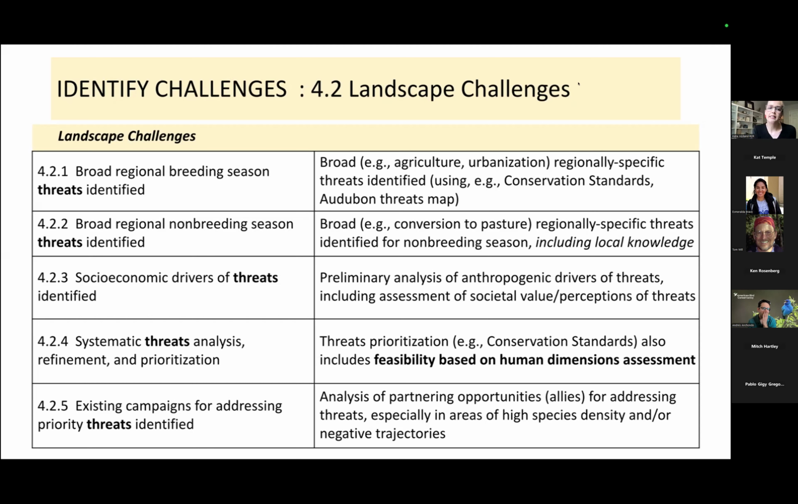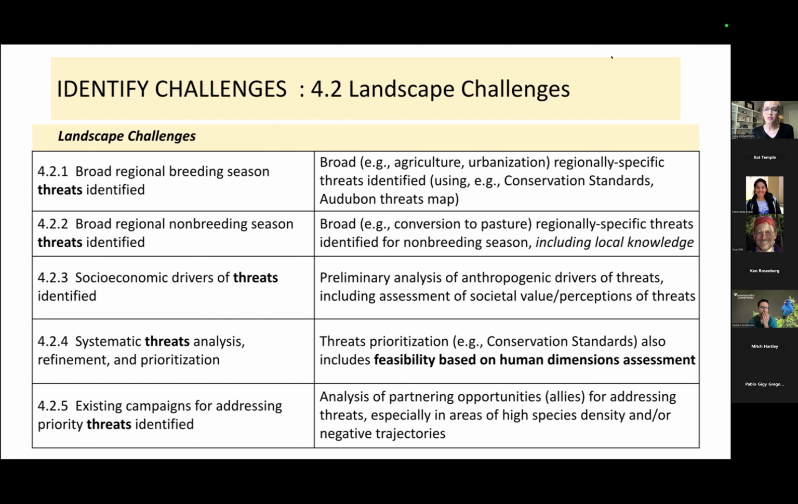broad regional threats identified for the species in the breeding season, and then number 2 in the non-breeding season. And there are tools that exist. The Audubon Threats Map has been really useful to different groups. Using a conservation standards approach has helped with identifying threats. And these are the big types of threats, like I used the grassland habitat loss as an example: urbanization, habitat conversion for pasture, for cropland. It depends on where you are, but we're thinking about these at a broad regional level.